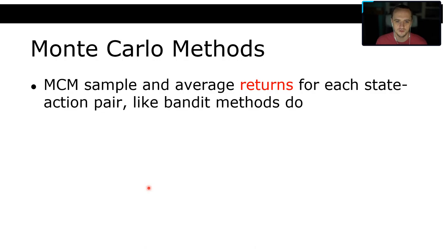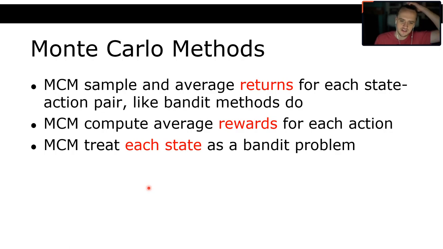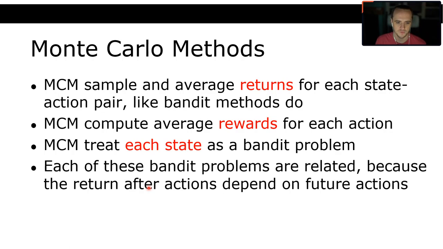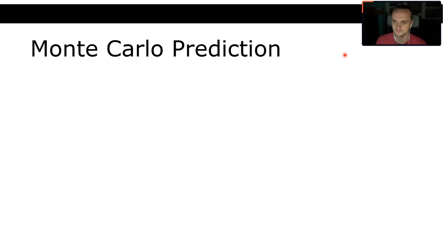Monte Carlo methods sample and average returns for each state-action pair, just like bandit methods do. They compute average rewards for each action, and they treat each state as a bandit problem. Each of these bandit problems is related because the return after actions depends on future actions. And because all action selections are learning, the problem is non-stationary from the perspective of the previous states. Okay, so we'll show an example of this, and this will become more obvious.